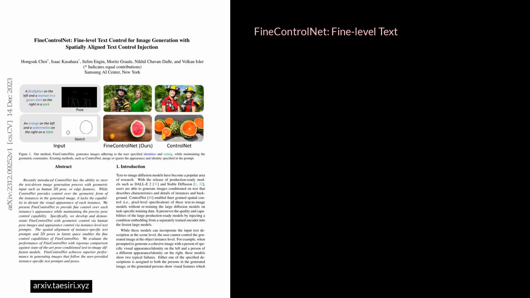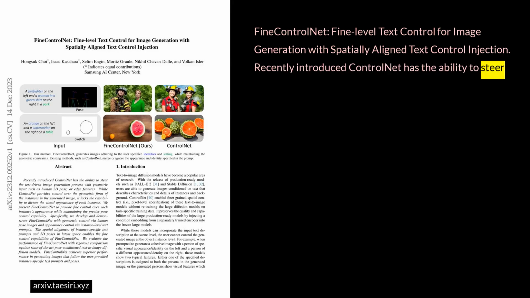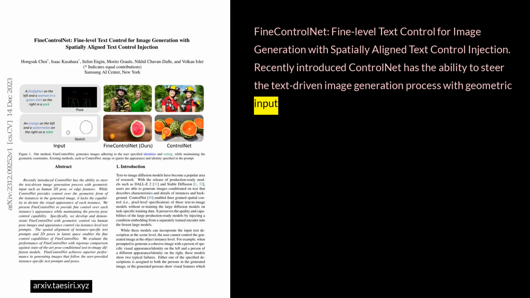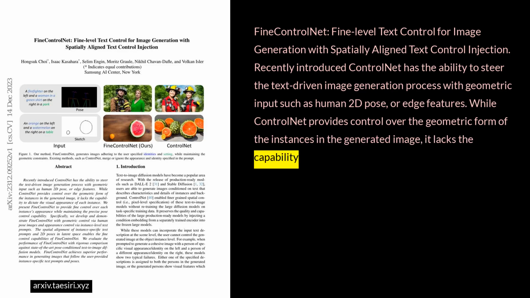FineControlNet, fine-level text control for image generation with spatially aligned text control injection. Recently introduced ControlNet has the ability to steer the text-driven image generation process with geometric input, such as human 2D pose or edge features. While ControlNet provides control over the geometric form of the instances in the generated image, it lacks the capability to dictate the visual appearance of each instance.